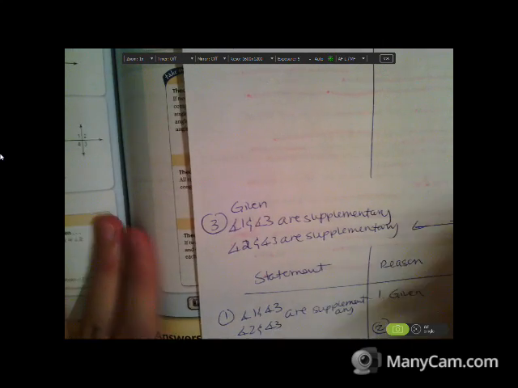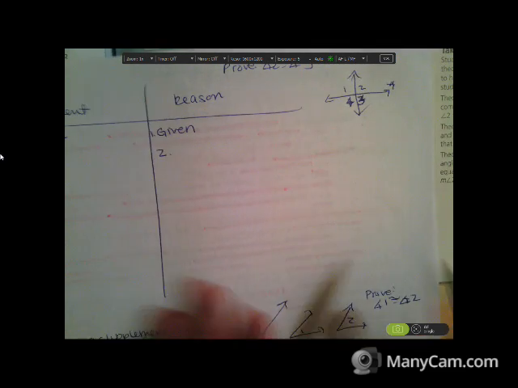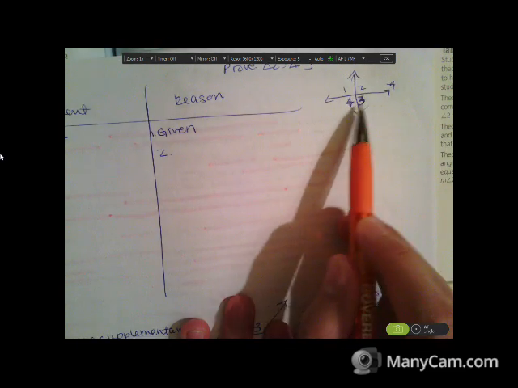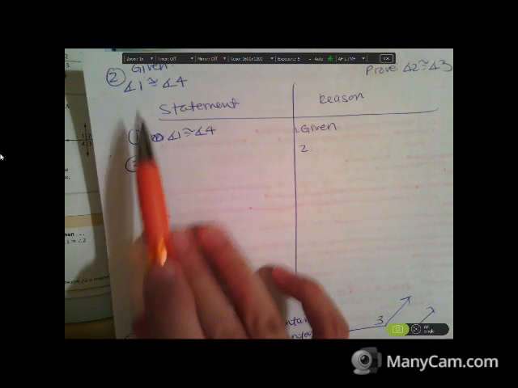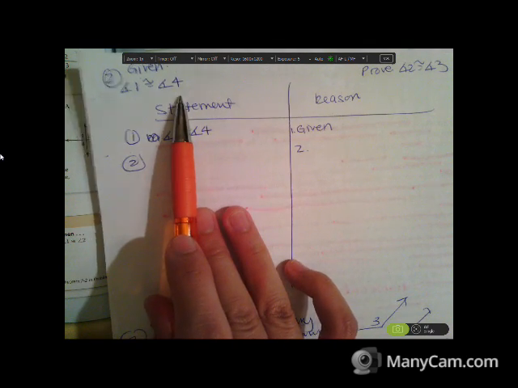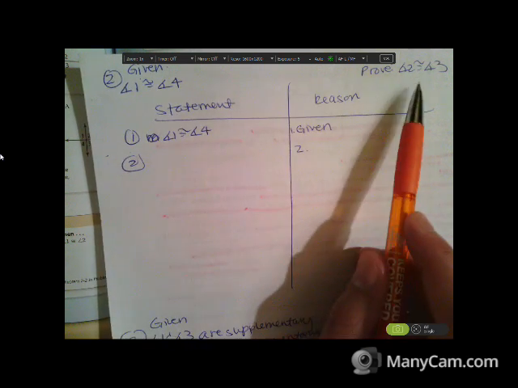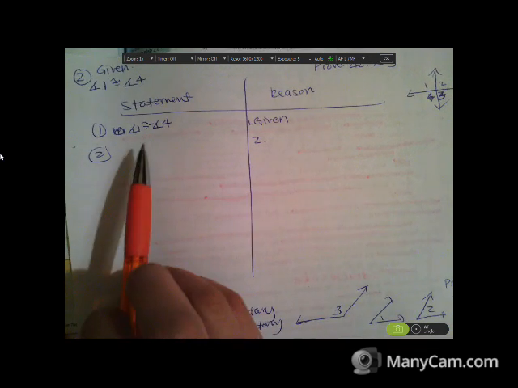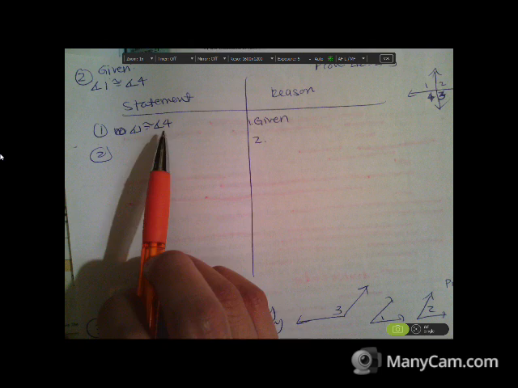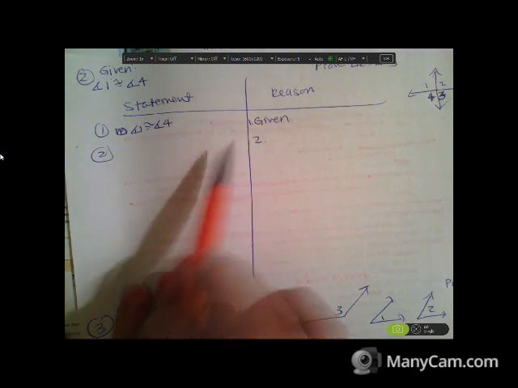Alright, problem 2. You're given this picture right here, angles 1, 2, 3, and 4. You're given that angle 1 is congruent to angle 4. You want to prove that angle 2 is congruent to angle 3. Let me make it a little bit bigger for you. Alright, so our first step: angle 1 is congruent to angle 4 because that's the given.